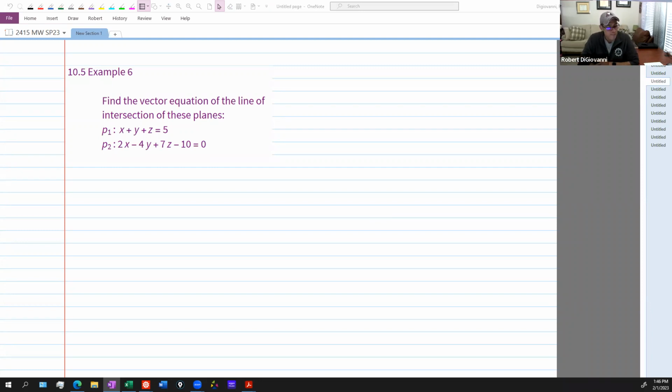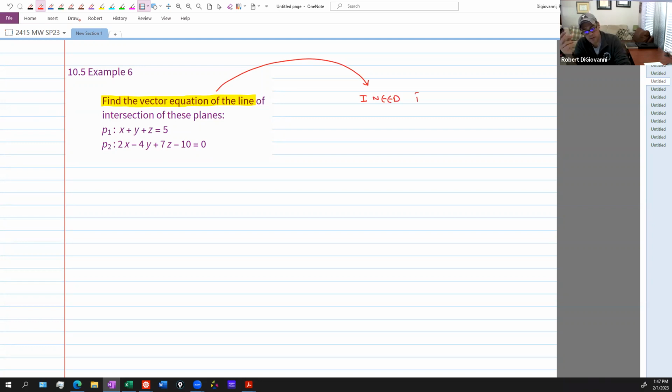All right, so I've got this example. Find the vector equation. When I'm doing problems like this, and this will probably help you on your next mini exam too, I always start by looking at what they are asking me for. So I'm trying to find the vector equation of a line. What is it that I need to do that?